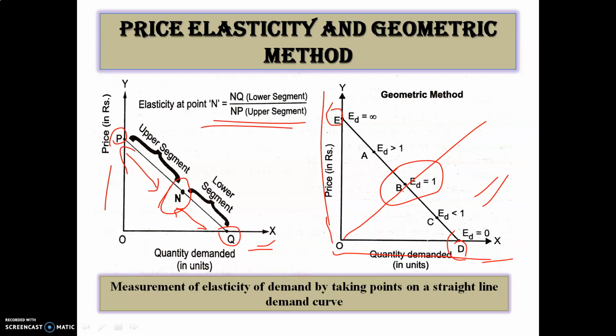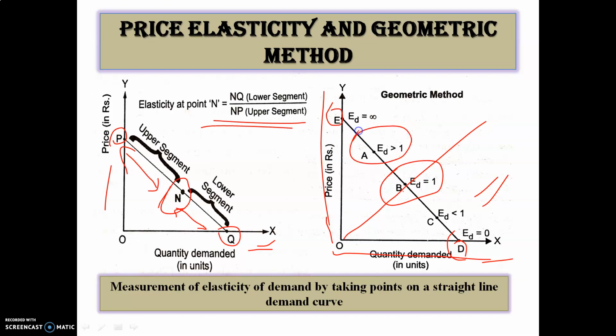The reason is that the upper segment is exactly equal to the lower segment, because this point intersects the demand curve at its middle point. So equal halves are made by it. Therefore, EB would be the upper segment and DB the lower segment. Both these two segments are equal, so ultimately the value of ED will be equal to 1.